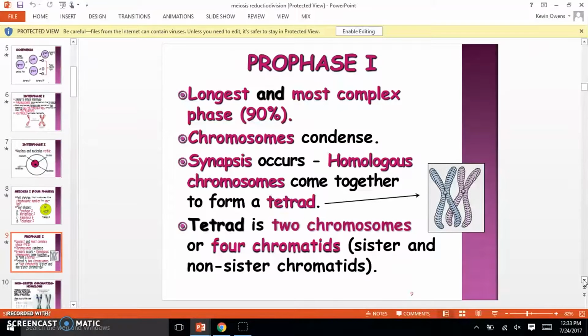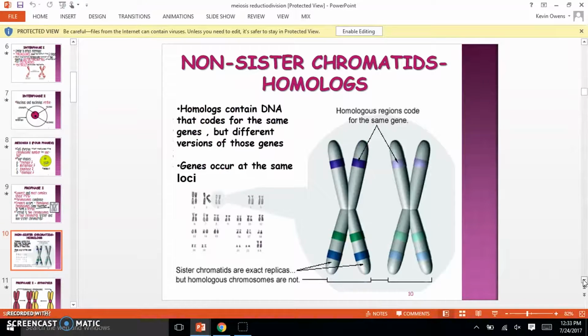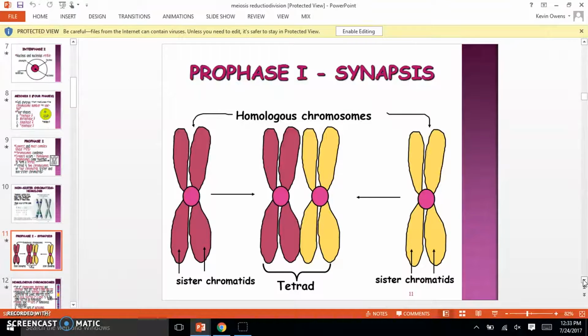Prophase 1 is the longest and most complex phase, 90% of the time there in the cell cycle. Chromosomes condense, synapsis occurs, homologous chromosomes coming together form a tetrad. A tetrad is 2 chromosomes of 4 chromatids, sister and non-sister chromatids. Homologous chromosomes contain DNA that code for the same trait but different versions of those genes. Genes occur at the same loci, or at the same spot on the chromosome. In prophase 1, synapsis, you have the tetrad, and then the sister chromatids on the outside.